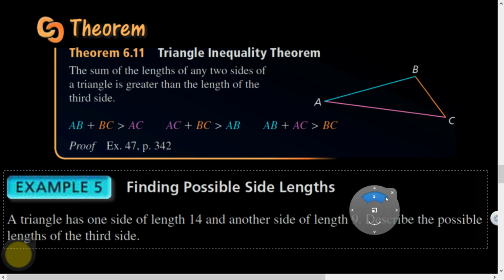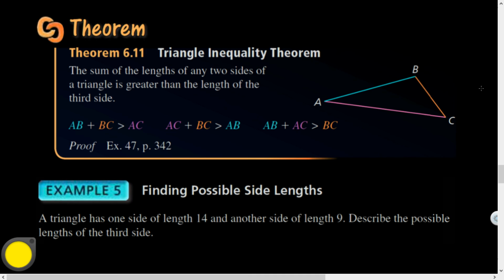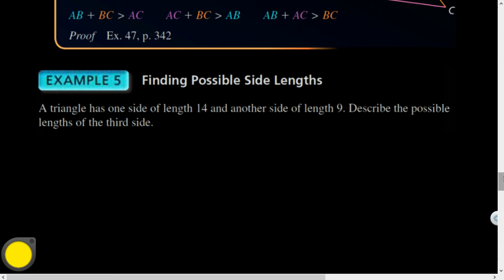And we're going to apply the triangle inequality theorem to find possible lengths of a triangle. Okay. So a triangle has one side length of 14 and another side length of 9. Describe the possible lengths of the third side. Okay, so the third side is some unknown side to us.